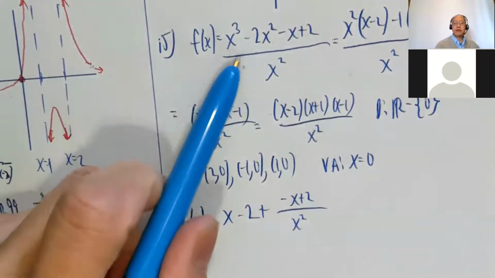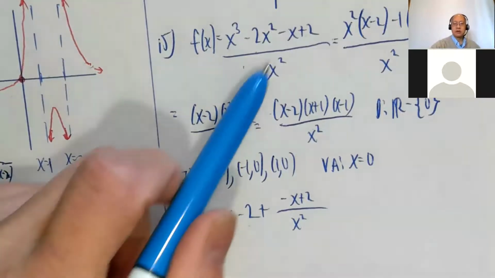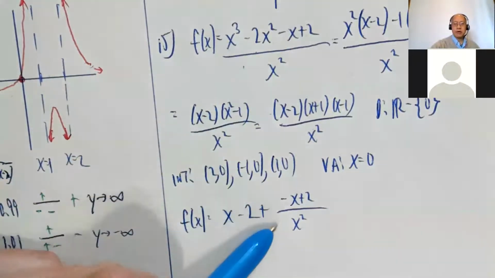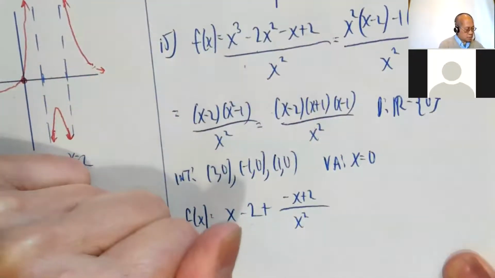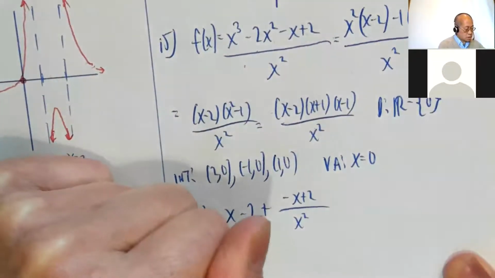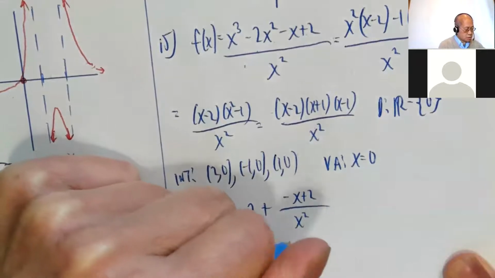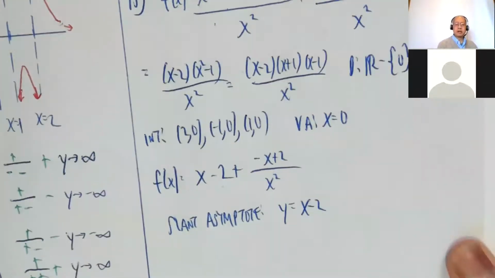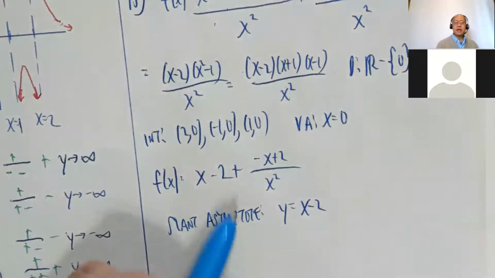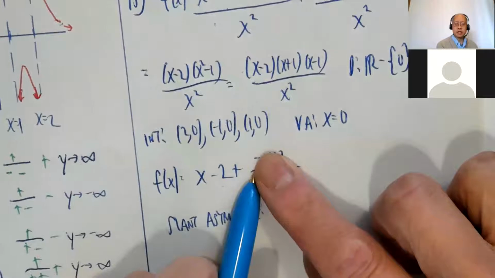So that divided by that is x. That divided by that is negative 2. And negative x plus 2 over x squared stays negative x plus 2 over x squared. So the slant asymptote, yes, I'm going beyond the call of duty here, is y equals x minus 2, because for super big x and super big negative x, this drops into insignificance.